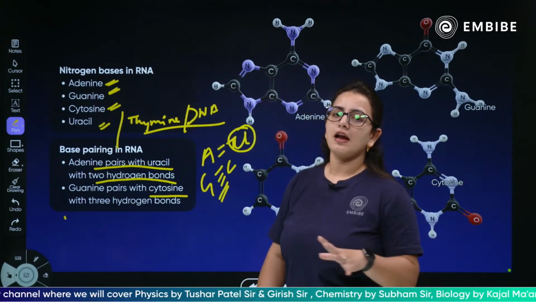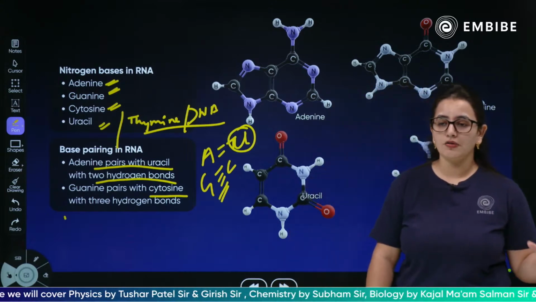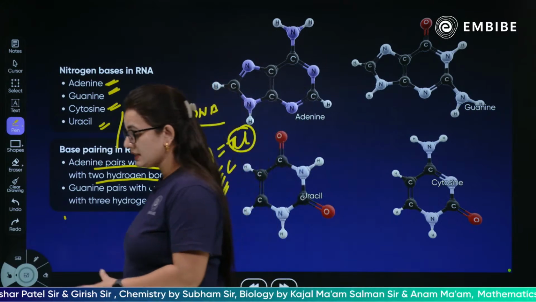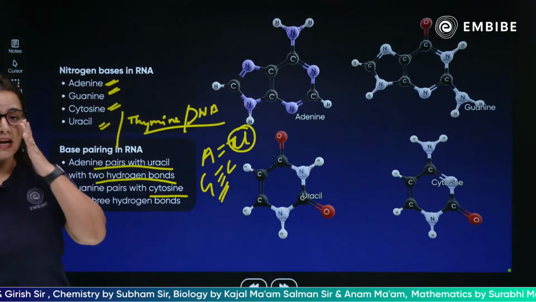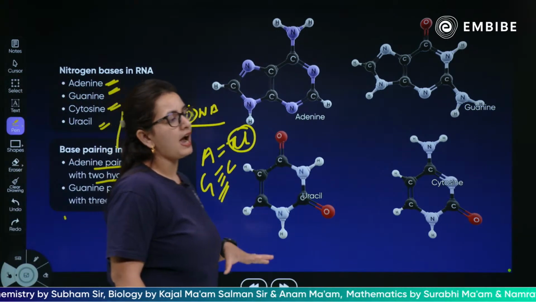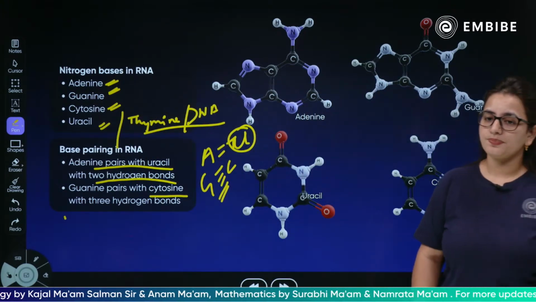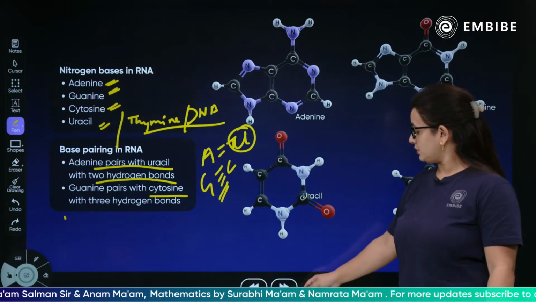So, these are the nitrogenous bases. This is the whole structure of the nitrogenous bases involved in the grouping of purines and pyrimidines. The same 2 bonds will be present between A and U, and G and C will have 3 hydrogen bonds between them. Yes, I hope this is clear.